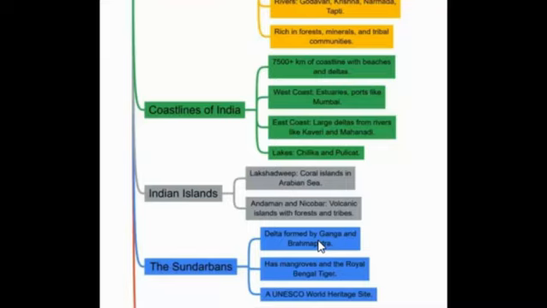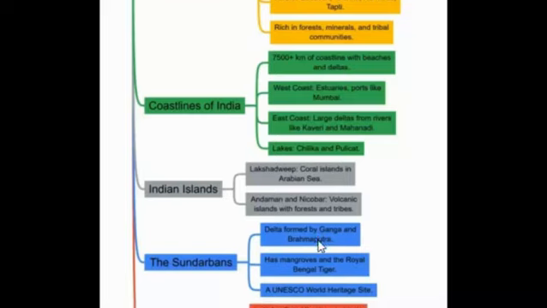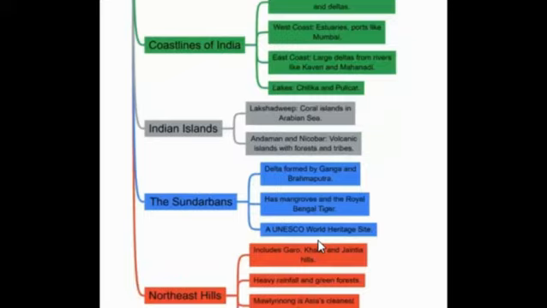And now let's go through the Indian islands. We have Lakshadweep Islands and Andaman and Nicobar Islands. Lakshadweep is known for coral islands and lies in the Arabian Sea. On the other hand, the Andaman and Nicobar Islands, which are called the volcano of India, have dense forests and tribes.